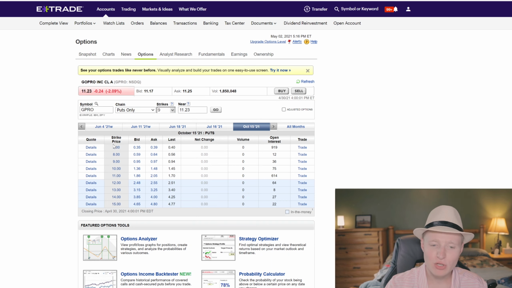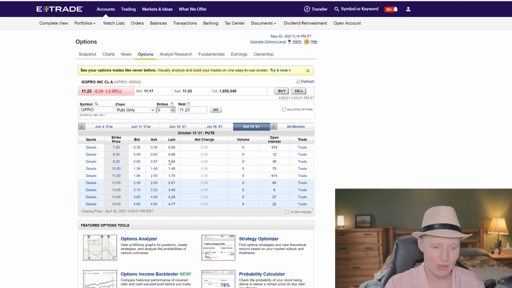So I'm going to choose the October 15th, 2021 expiration. Once we have our time tuned in, now we can pick which strike price we want to go with. For this example, I'll be going with the $9 strike price. The bid, so this is what buyers want to buy the contract for. The ask is what sellers are trying to get for the contract, so they're asking this price.